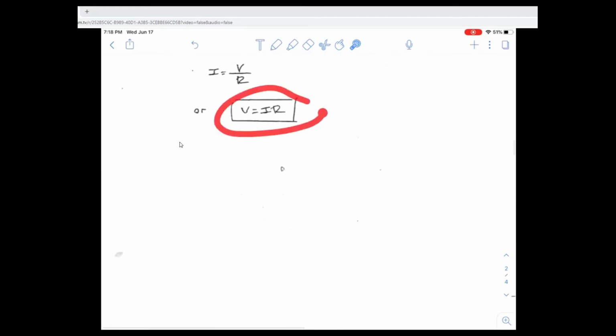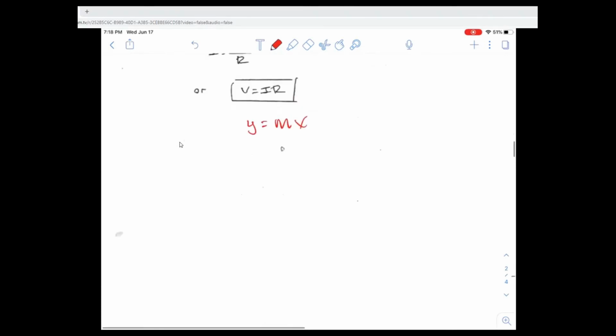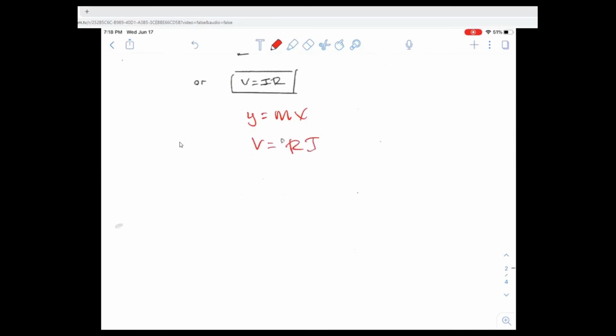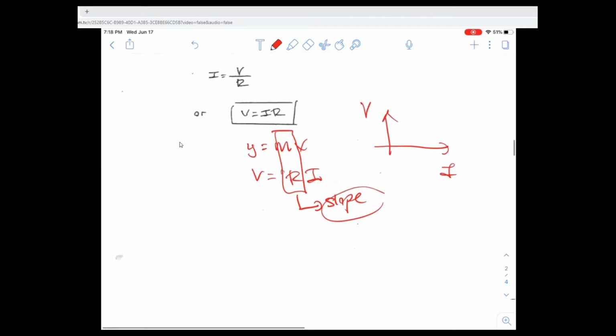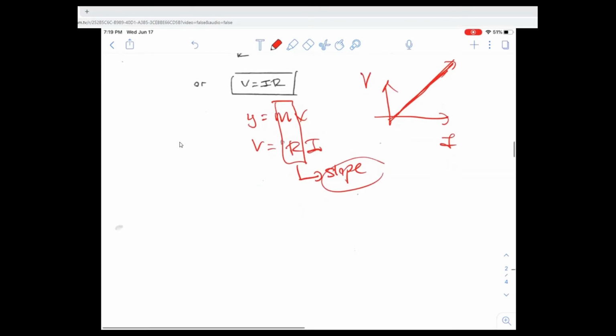This is a linear equation. I'm just going to write this out as a linear equation. This is going to give you the slope. Resistance is going to be the slope, and it's going to be linear.